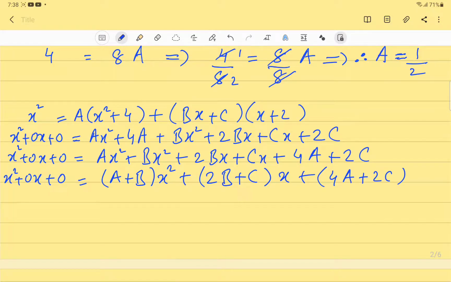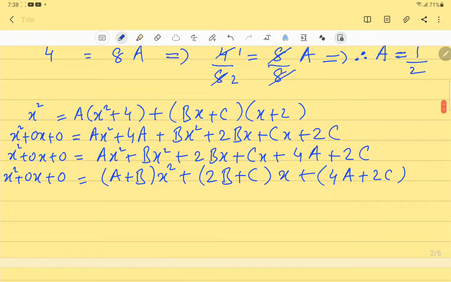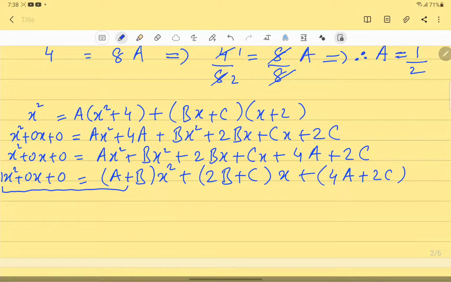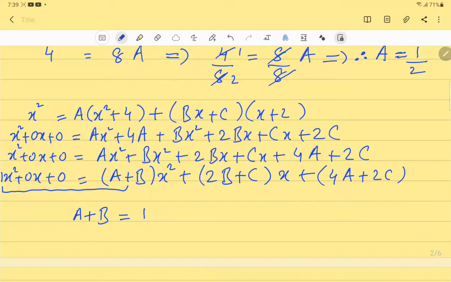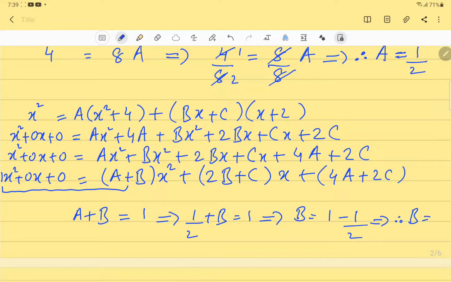Now we will compare the coefficients of x squared. Since x squared is not having any coefficient, which means it has 1 here, when we compare these two we will be getting a plus b is equal to 1. We have the value of a which is 1 over 2, plus b is equal to 1. So b is equal to 1 minus 1 over 2. So b is equal to 1 over 2.